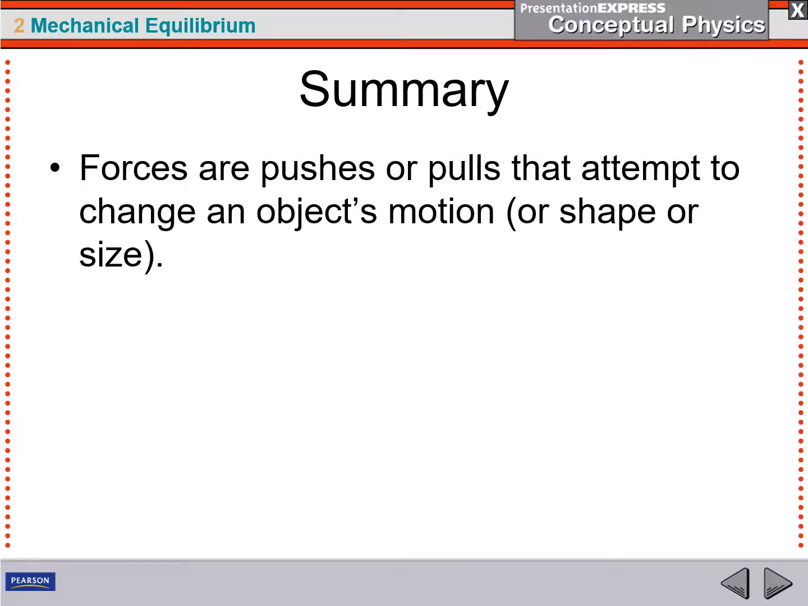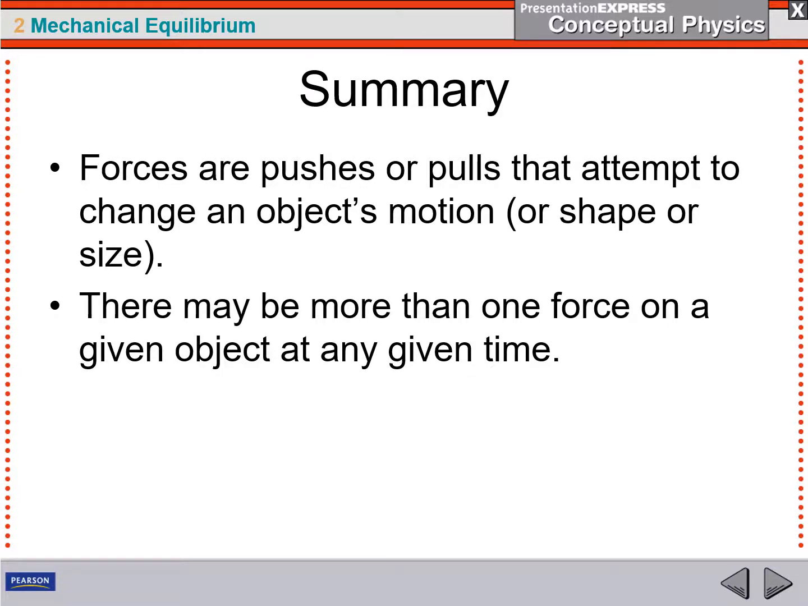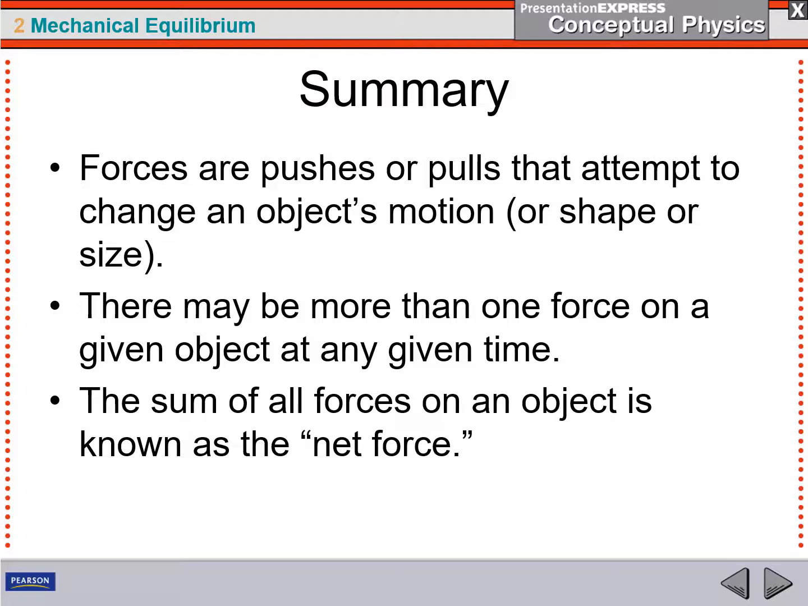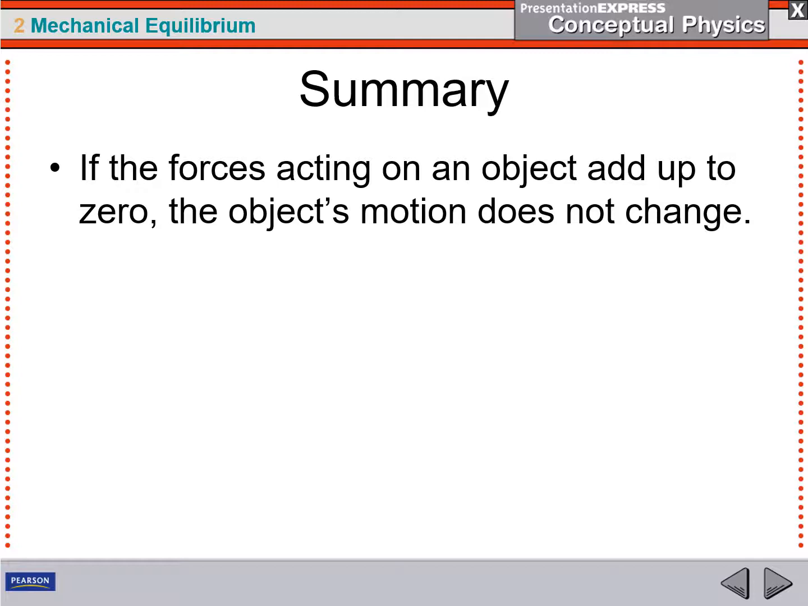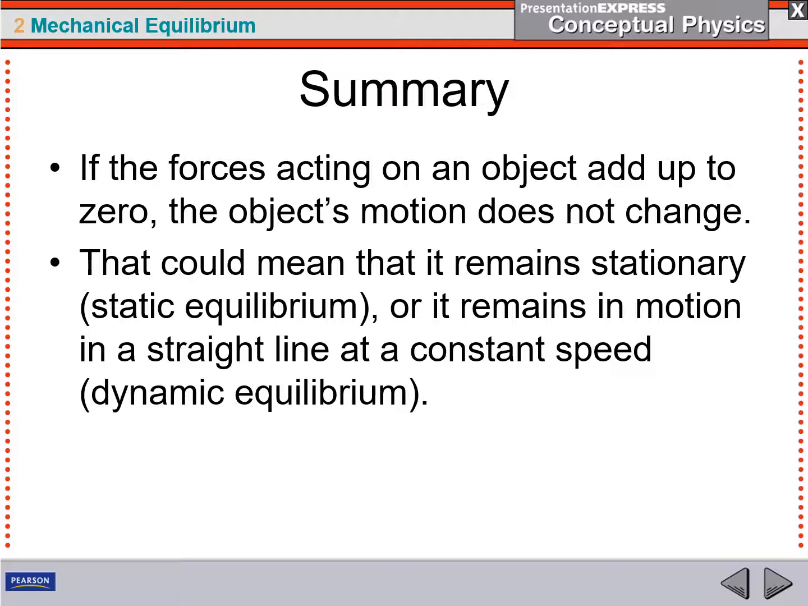Okay, in summary, forces are pushes or pulls. They attempt to change an object's motion or its shape or size. We tend to focus on motion. Any given object might have more than one force acting on it at any given time, and you have to add those forces together to get what's called the net force. If the forces acting on an object add up to 0, if the net force is 0, then the object's motion does not change. But that could mean one of two things.